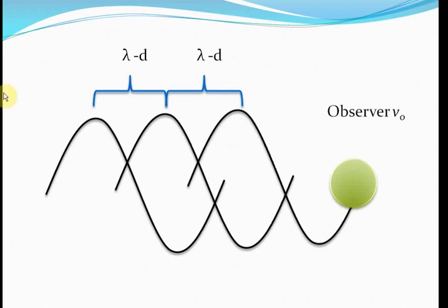He will see that the distance between two crests or two troughs or two waves in general is lambda minus d, and so he will presume that the wavelength itself has changed to lambda minus d. Now when that happens, since d is the distance travelled by the source in one time period equal to velocity of the source into time, clearly the apparent wavelength that the observer observes is lambda minus Vs into t.